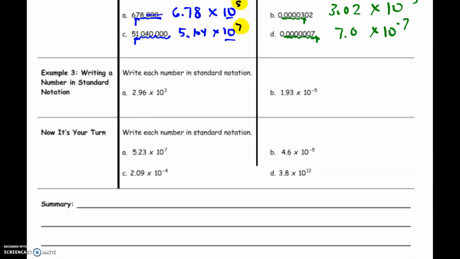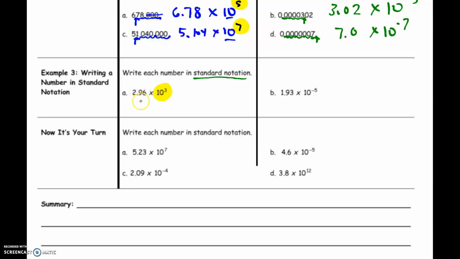Okay, in the third example now, we're going to take a look at a number that's already written in scientific notation, and we're going to put it back into standard notation. Standard notation, again, is just the normal way you write a number. So 2.96 times 10 to the third is written in scientific notation. Just by looking at the power of 10 and noticing that the exponent is positive, the positive exponent tells me that this number is a big number. Big meaning bigger than a whole number or bigger than 10 or 100.